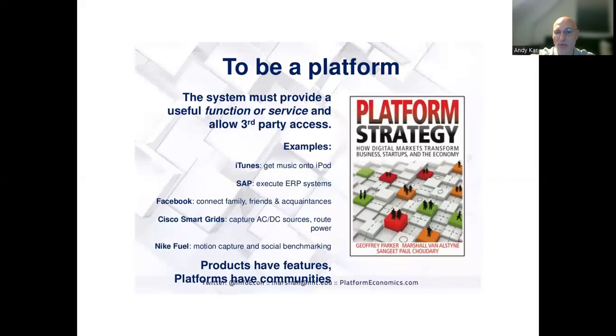Products have features, platforms have communities. So when we are discussing a platform, we're discussing the communities that participate on these platforms. The products are specific elements that we want to buy because they have specific features. So here we have examples of, for example, iTunes is a platform. It, of course, gives music onto iPod, but people participate on this platform. The same goes with Facebook, connect family, friends, and acquaintances. The same with all the social media platforms, for example.